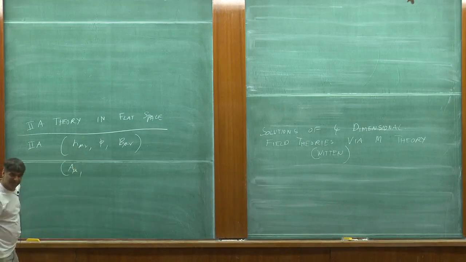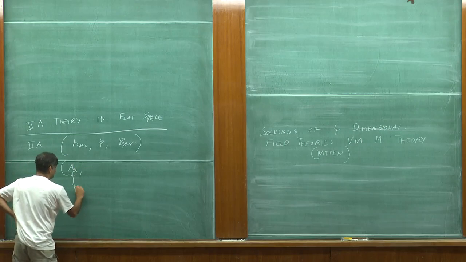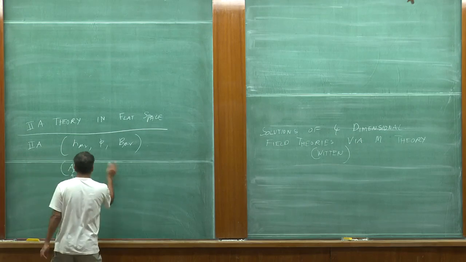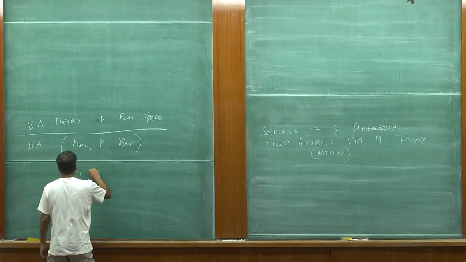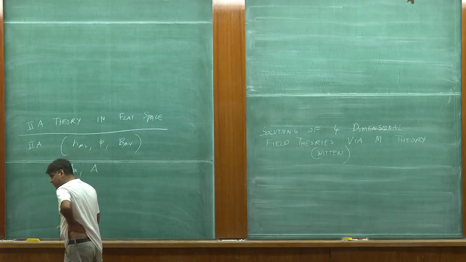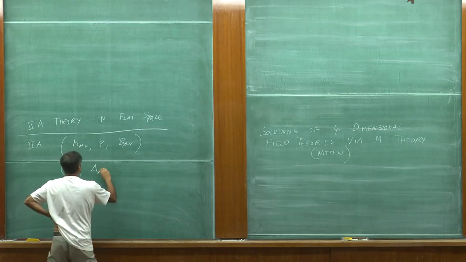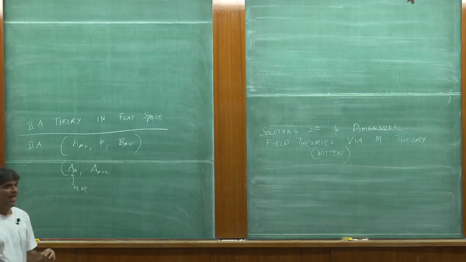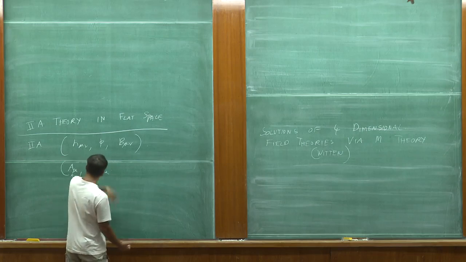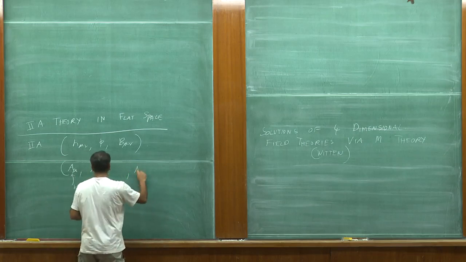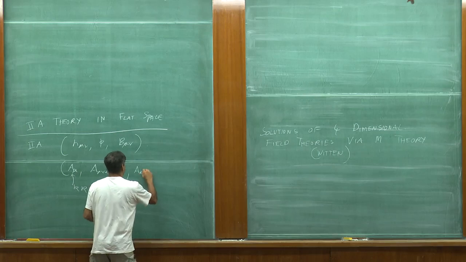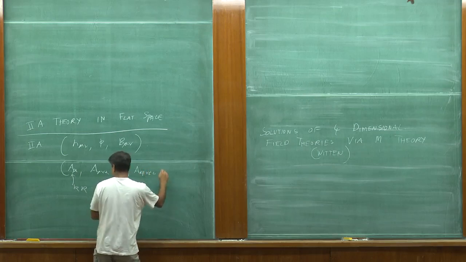It has a gauge field. This is in the Ramond-Ramond sector. It has a gauge field, and it has a coupling to 0 branes. It has A mu nu alpha, which couples to 2 branes. And then there is the dual of this. I'm writing it, but it's not really there. It's the dual of this object. It's the 5 form, A alpha beta gamma delta epsilon.